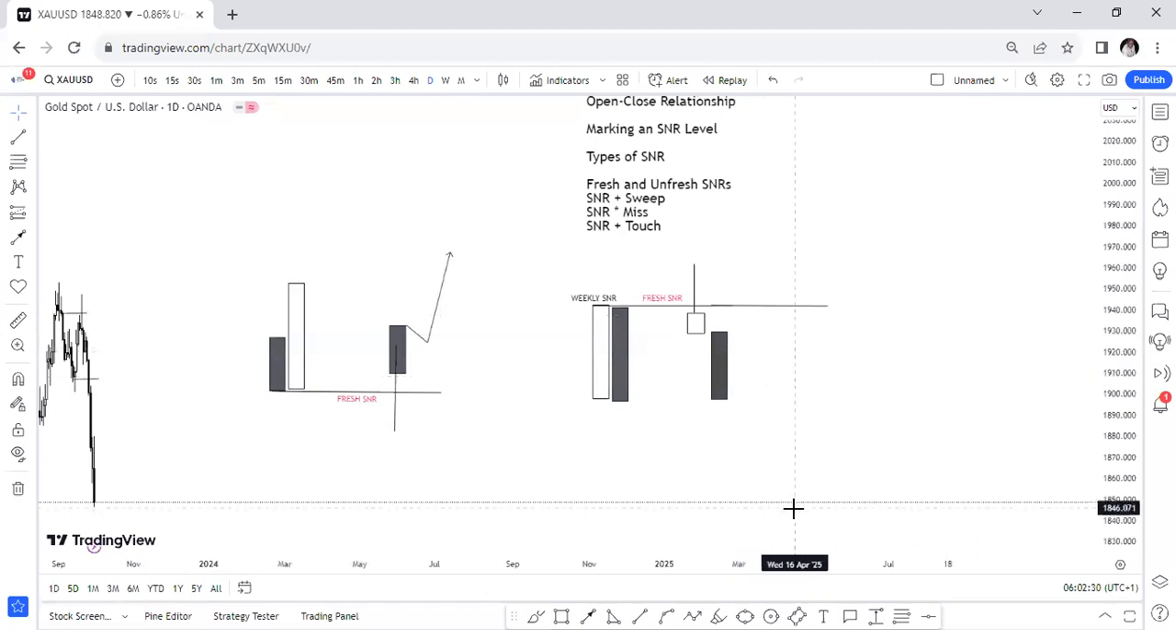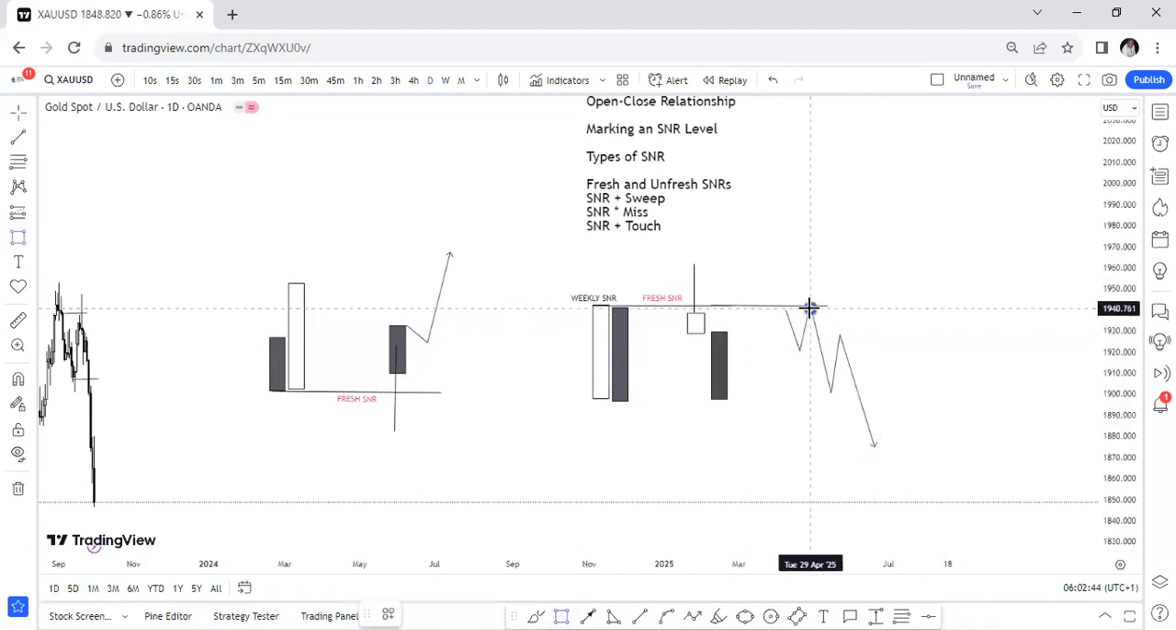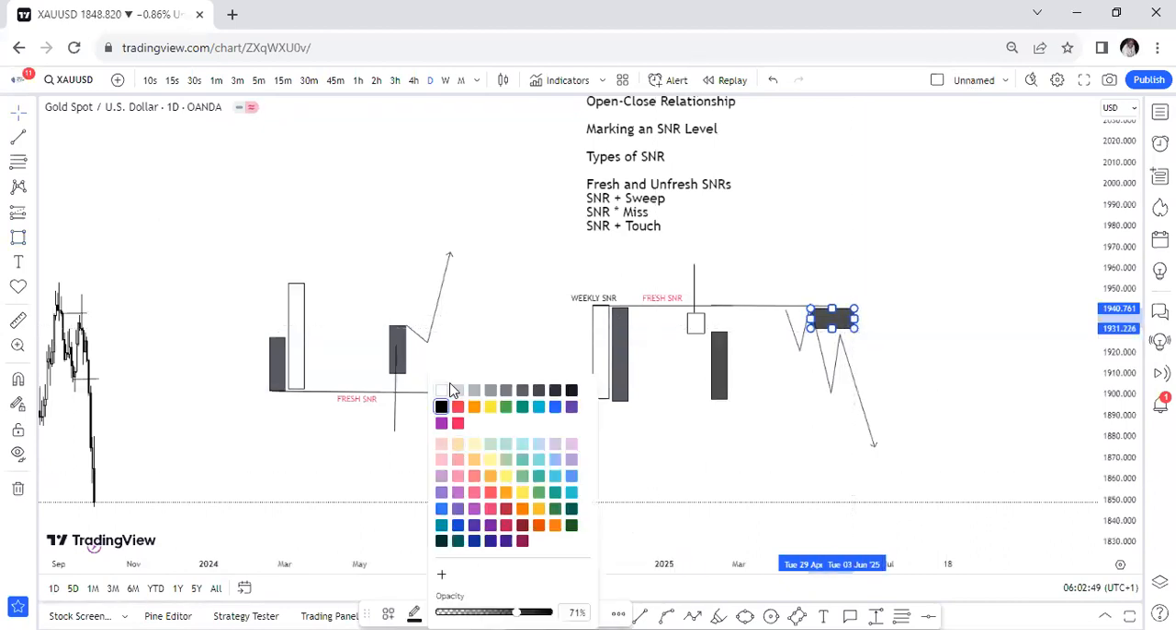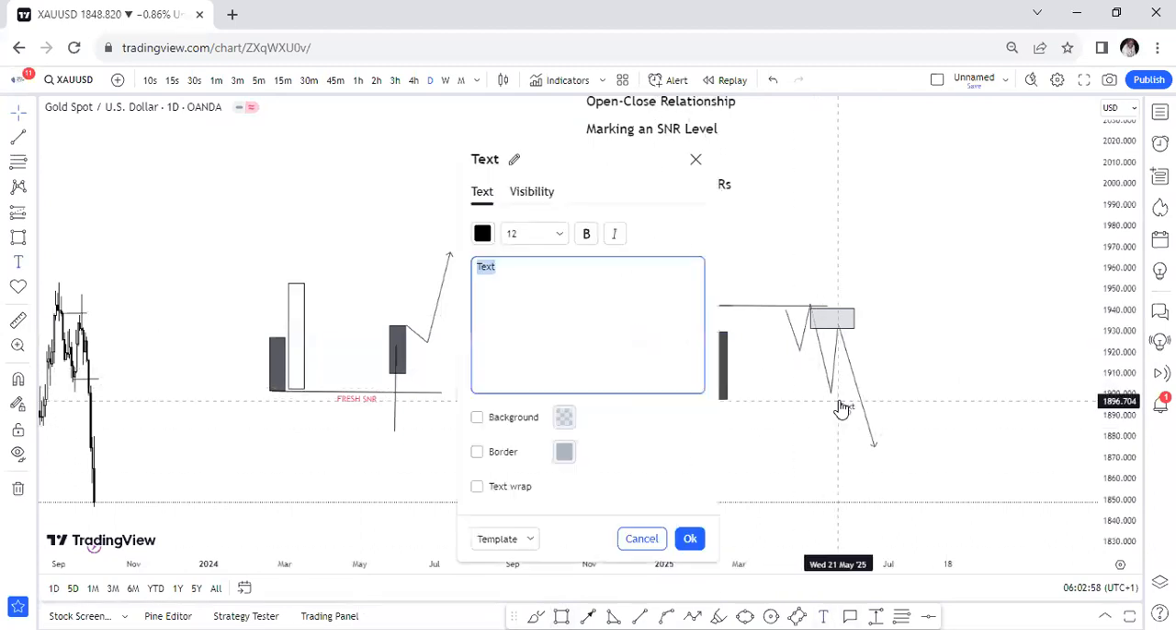Before you sell, you want to see a breakout, something like this, in a lower time frame. You want to see something like this, so you can sell it to that. Price must come back into this level. You want to see something like this. This is a lower time frame breakout.